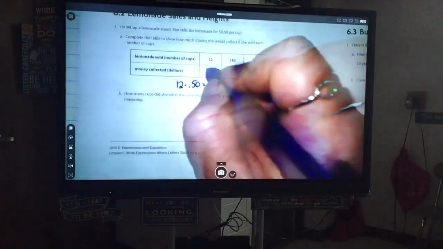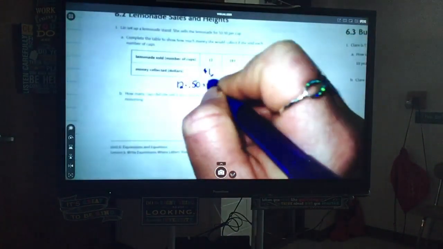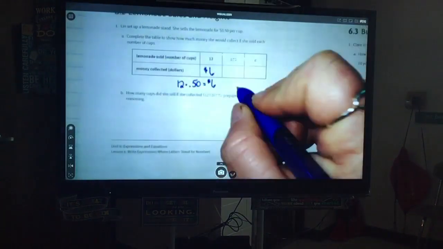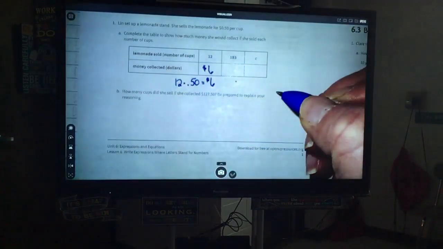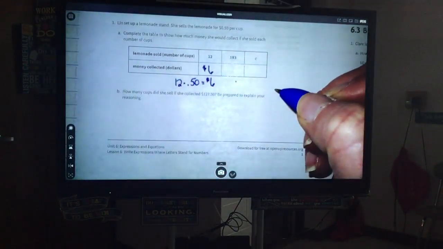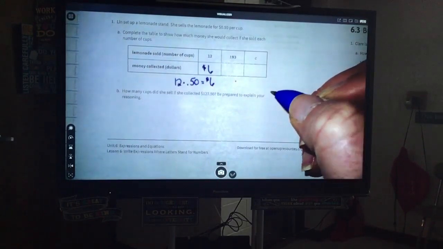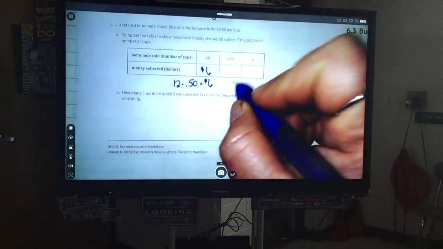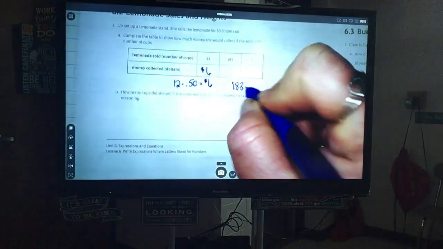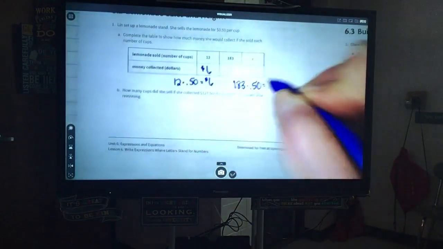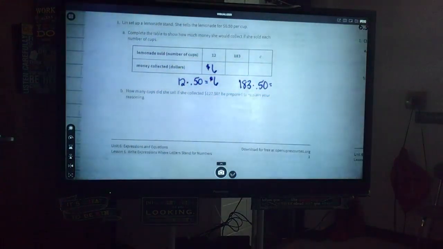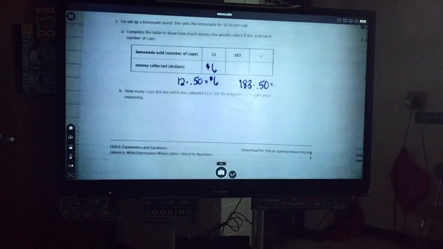So she made $6. Okay, the next one, can we do the same thing? Can we multiply 183 times 50 cents? Yes. Okay, so do 183 times 50 cents. Stand up when you have your answer.